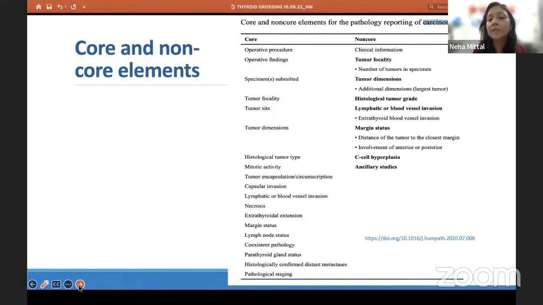The core elements, which are the absolute must and must be included in all reports, are the type of operative procedure, the operative findings, the specimen which has been submitted, tumor focality, site, dimensions. In this, the largest dimension is mandatory. All 3 dimensions are preferable. Histological tumor type, mitotic activity, tumor encapsulation or circumscription, capsular invasion wherever applicable, lymphatic or blood vessel invasion.